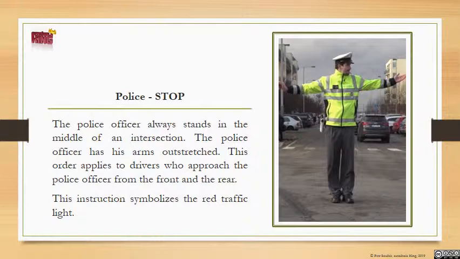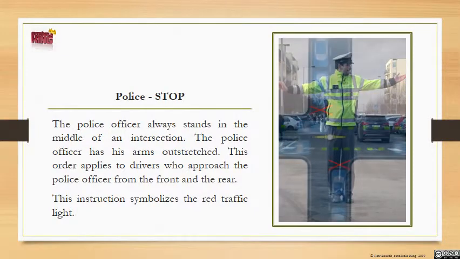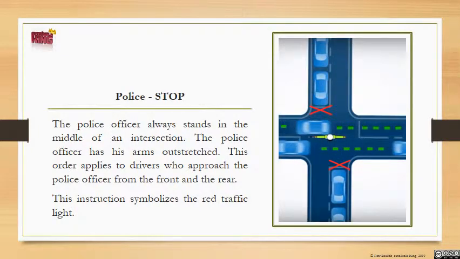Stop signal. The police officer always stands in the middle of an intersection. The police officer has his arms outstretched. This order applies to drivers who approach the police officer from the front and the rear. This instruction symbolizes the red traffic light.